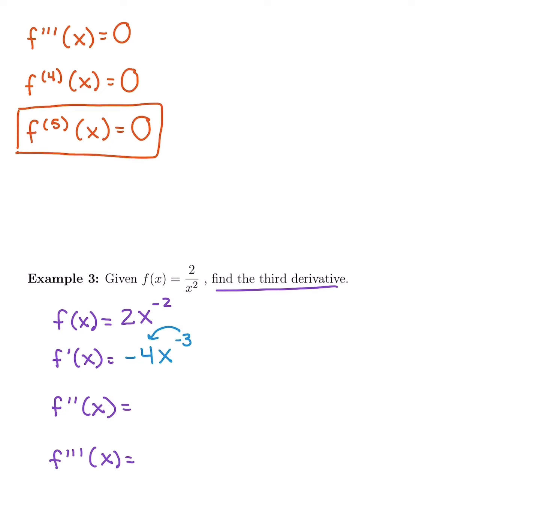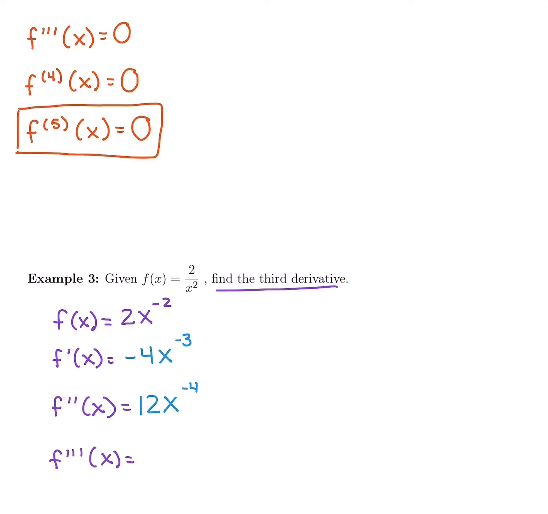We're going to do it again to find the second derivative. So I'm going to do negative 4 times the negative 3, which is going to give me positive 12. X and negative 3 minus 1 is going to be negative 4. So I just found my second derivative.